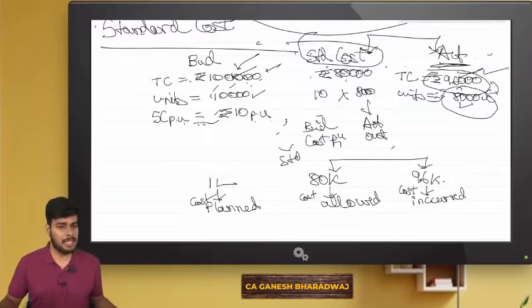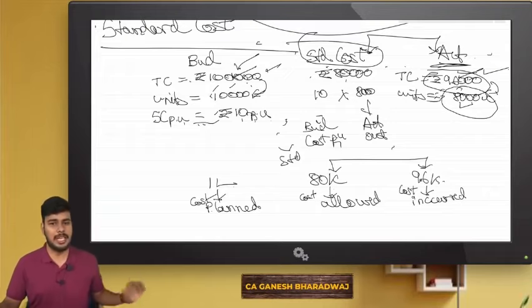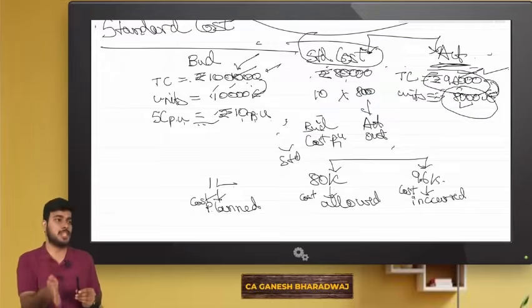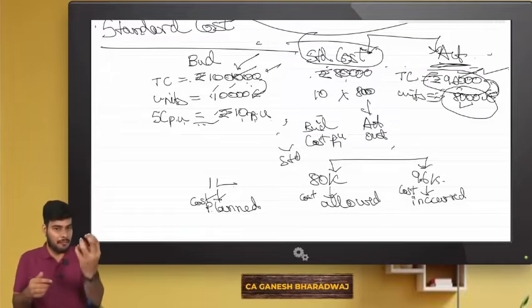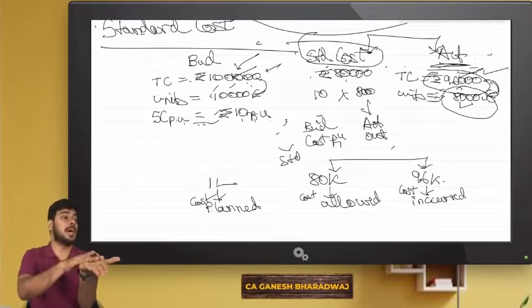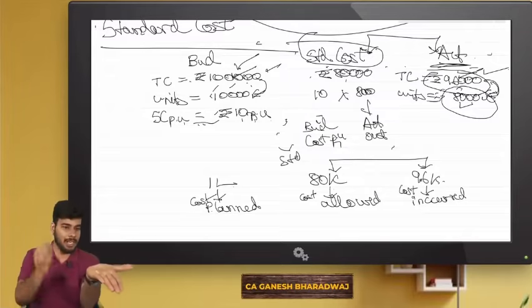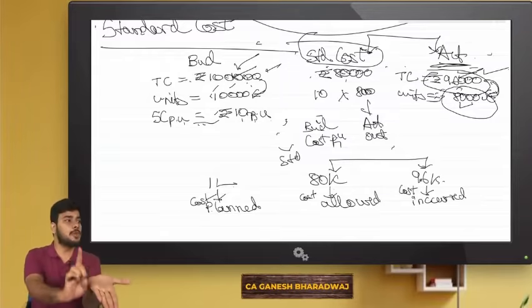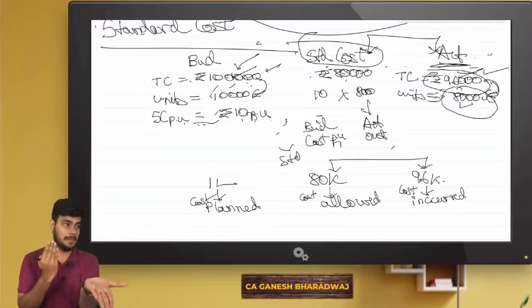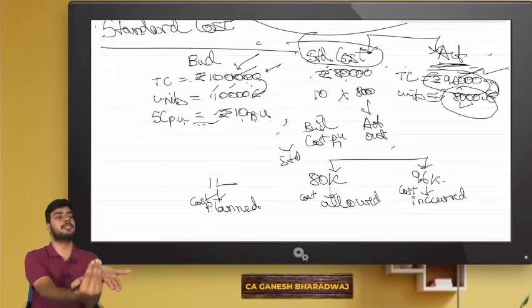Why? Because this 1 lakh pertains to a different output level. It's for 10,000 units. This 96,000 pertains to a different output level, 8,000. Now, when I am comparing my actuals, what I should do is keep my actual output as the base. It's very important. For the actual output, how much should have been the cost you should have incurred? That is called a standard cost.